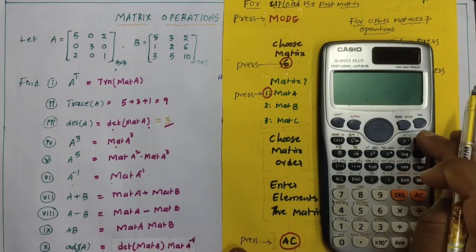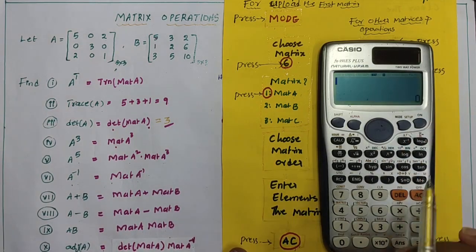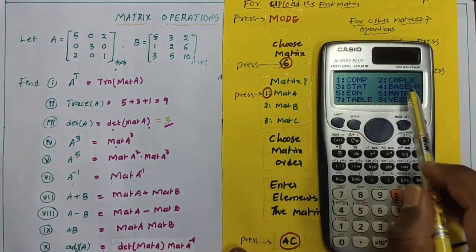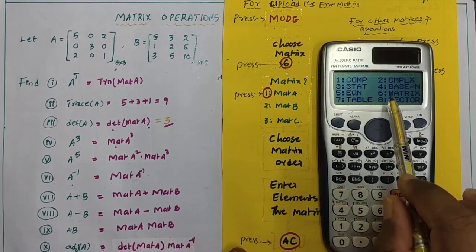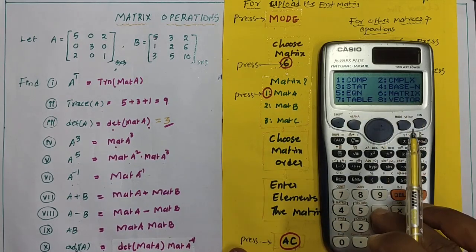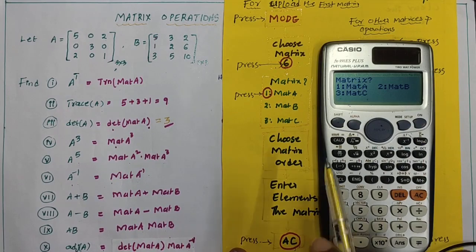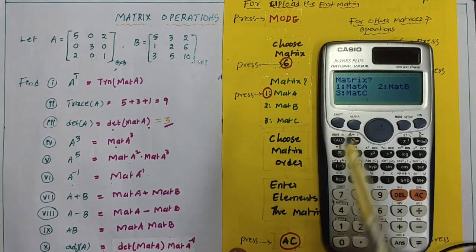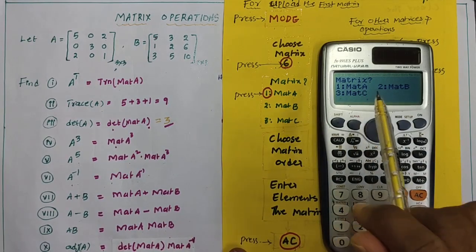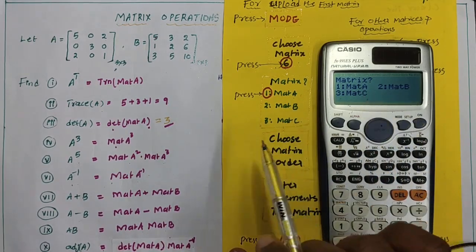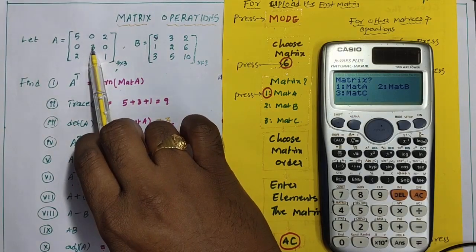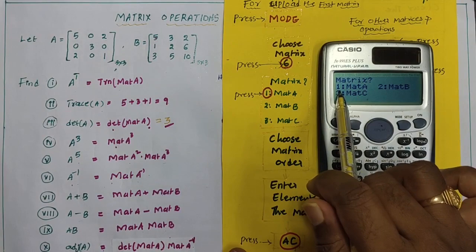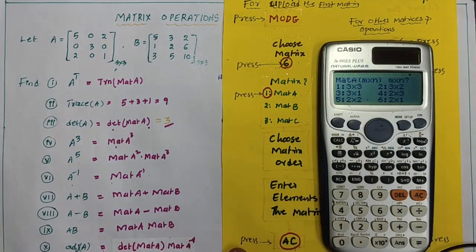Now I am pressing the on button. Now I am pressing the mode button. On the screen we got 8 different options. The 6th one is matrix, so I am pressing the button number 6. On the screen we got 3 different options: mat A, mat B, mat C. That means we can store 3 different matrices. Now I want to store this matrix on mat A, that is serial number 1, so I am pressing the button number 1.